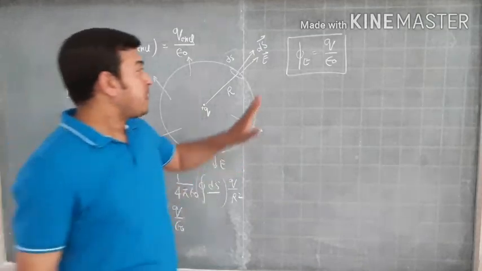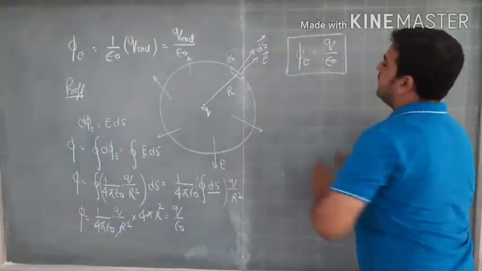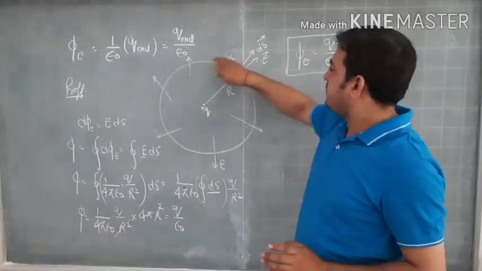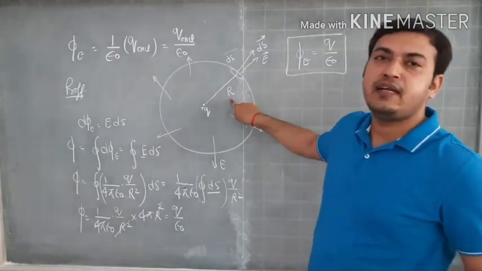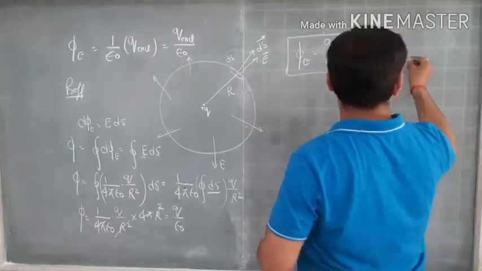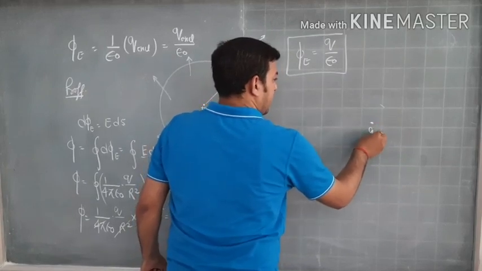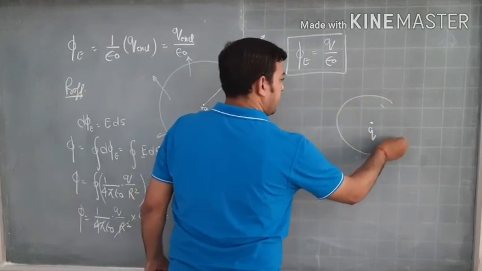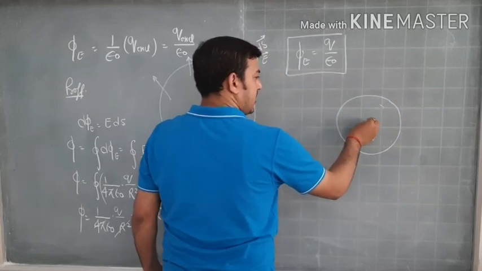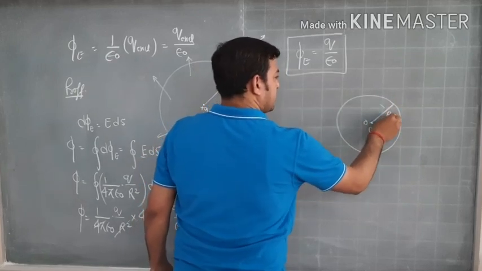It is very clear from this equation that the flux from this surface is not depending on the radius. I will give you an example of this. For example, suppose this is a point charge, and I will take a spherical surface taking this charge as a center, and the radius is r.